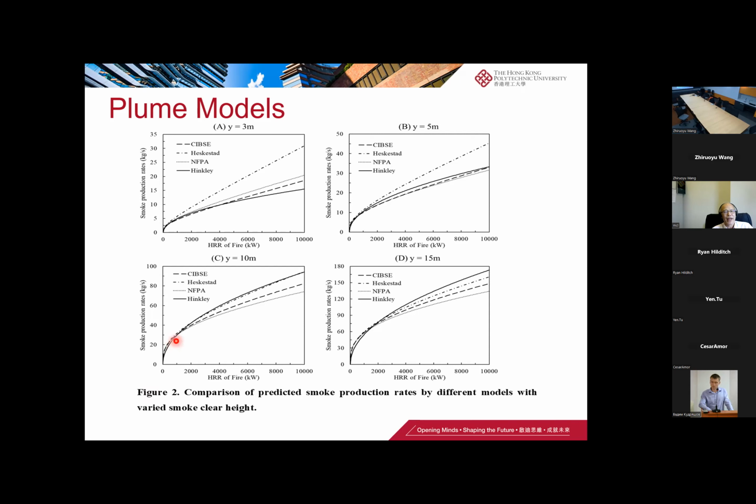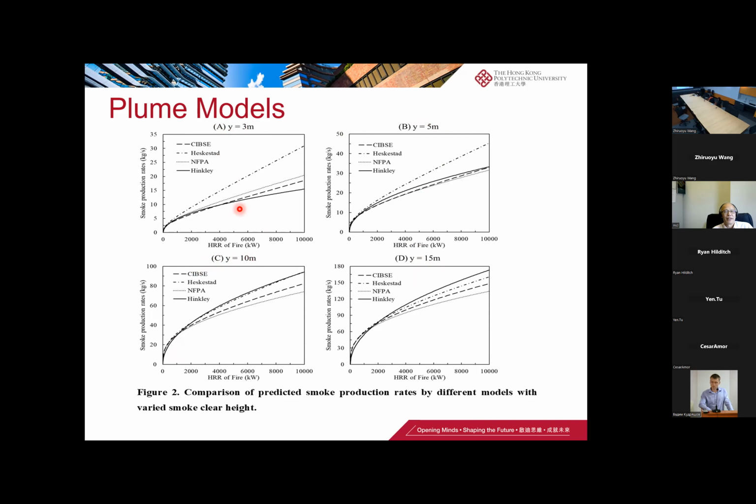Here we compare these four models directly, plotted in these four figures. This correlation is the smoke production rate against the fire size or heat release rate, with different smoke clear heights or ceiling heights: 3 meters, 5 meters, 10 meters, and 15 meters. That covers a wide range of heat release rates and a wide range of smoke clear heights.